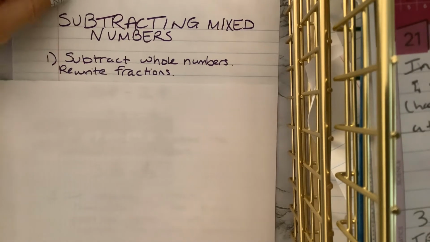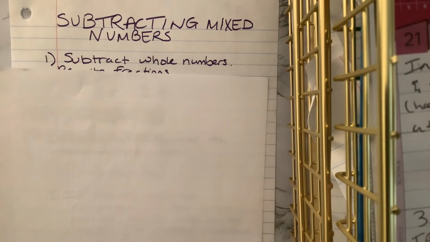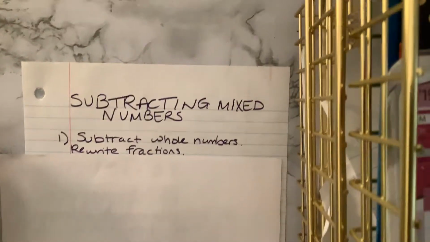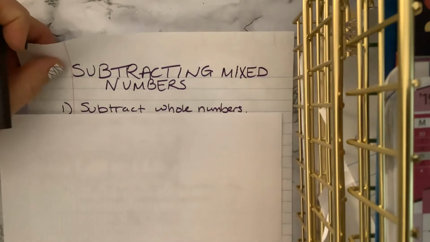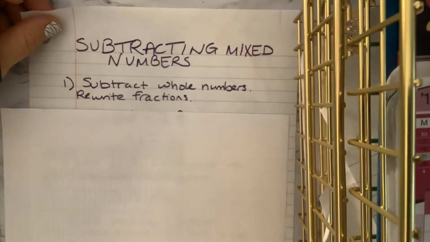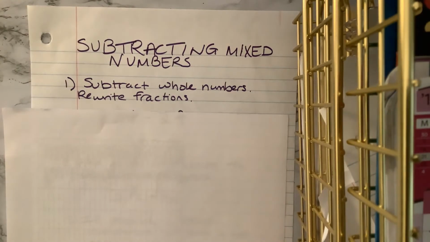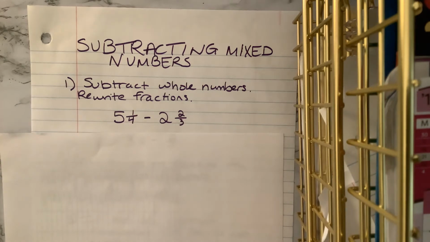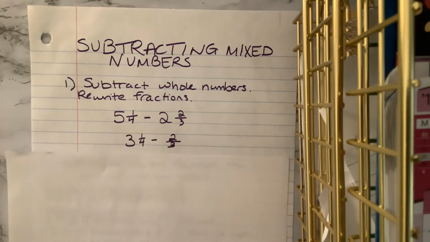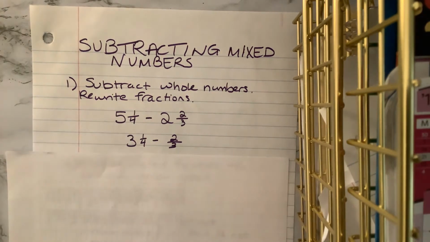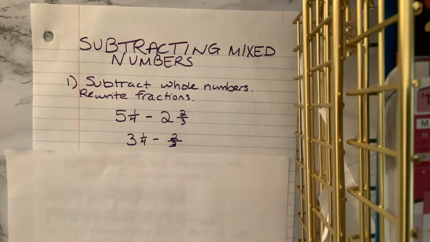Subtracting mixed numbers. So as with our addition, I'm going to scoot you so that I can fit this on better. We're going to start by subtracting the whole numbers and then rewrite the fractions. Okay, so if we were going to do 5 and 1/4 minus 2 and 2/3, 5 minus 2 is 3. So we have 3 and 1/4 minus 2/3. You'll notice I'm not putting that addition sign there. There will be a reason as we work through this together, okay?